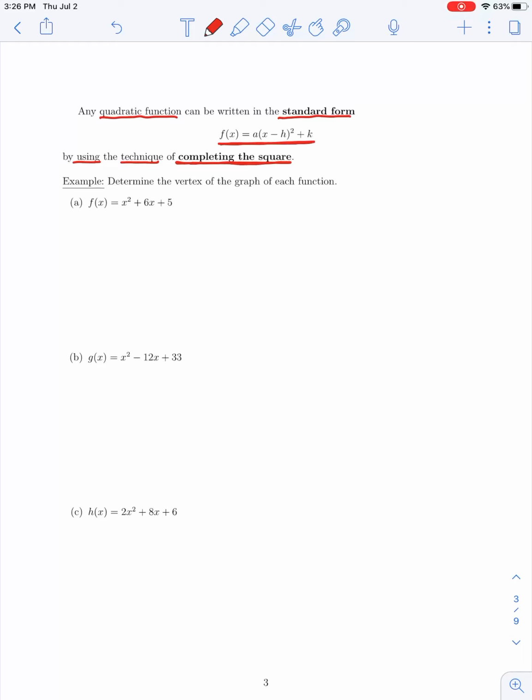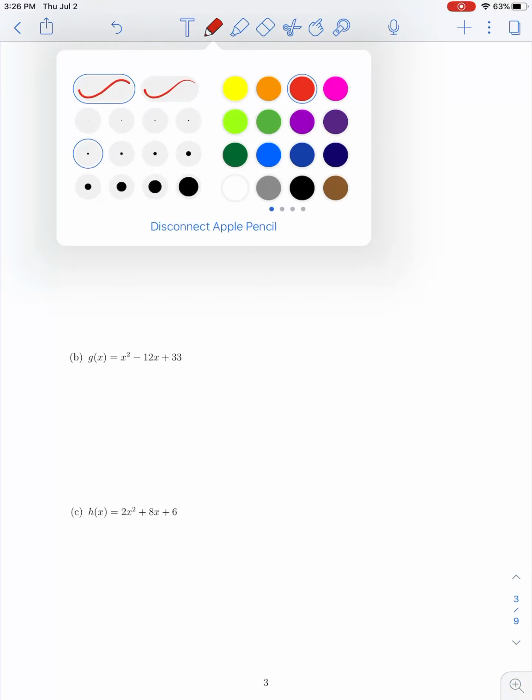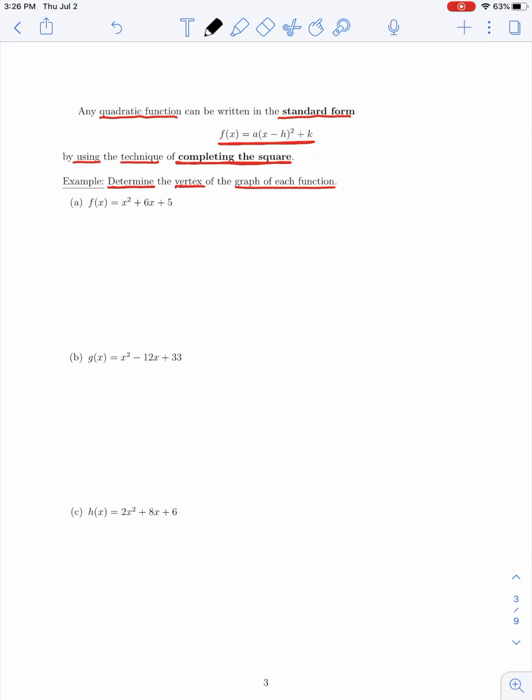So let's look at some examples of this process of completing the square. For this next example, we are asked to determine the vertex for the graph of a quadratic function. And to do this, we want to write it in standard form by completing the square. So let's look at how that works in part A. We have the function f of x is x squared plus 6x plus 5.